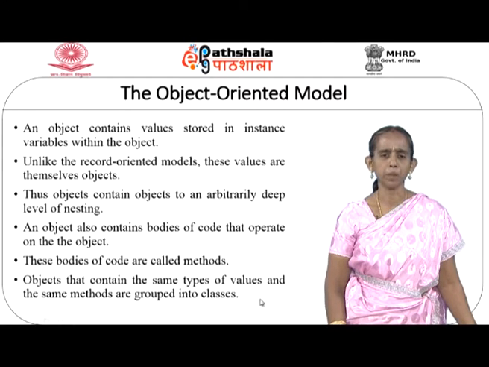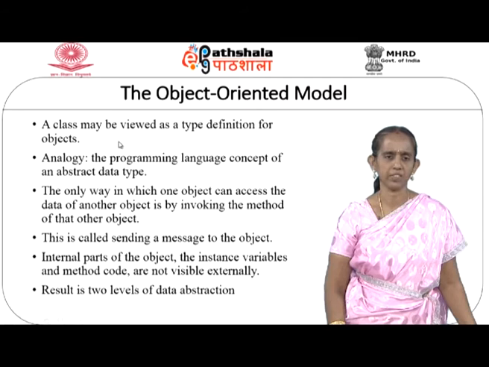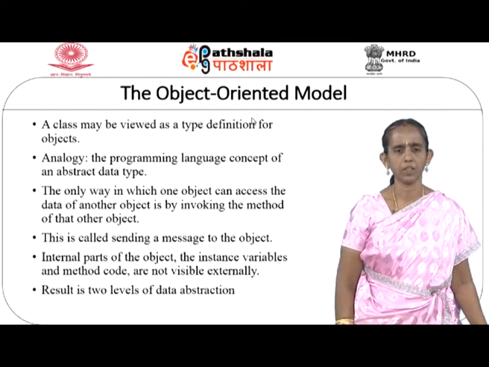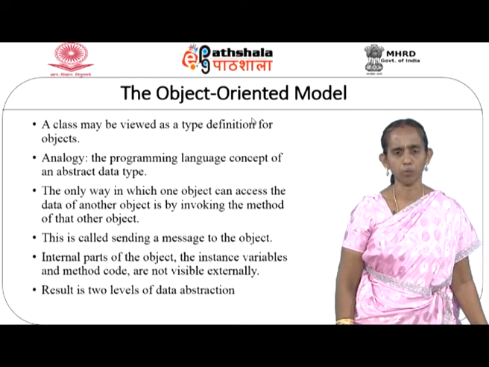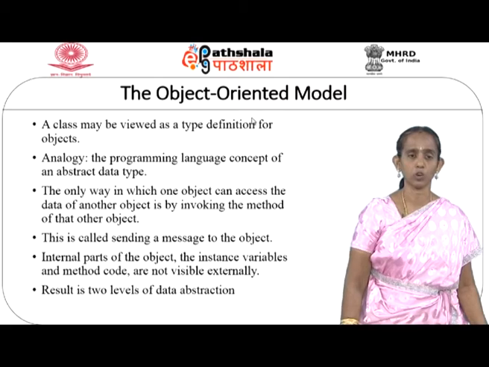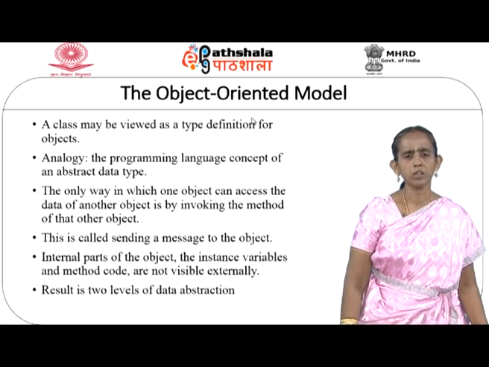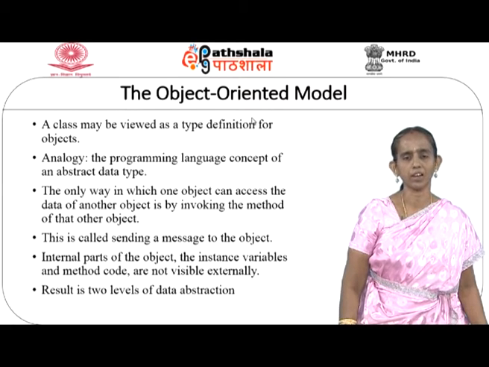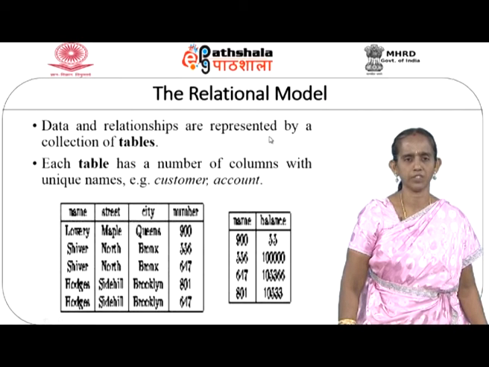Objects that contain the same type of values and the same methods are grouped into classes. A class may be viewed as a type definition for objects. The analogy is the programming language concept of an abstract data type. The only way in which one object can access the data of another object is by invoking the method of that other object. This is also called sending a message to the object. Internal parts of the object, the instance variables and the method code, are not visible externally to the end users. The result is two levels of data abstraction in this case.